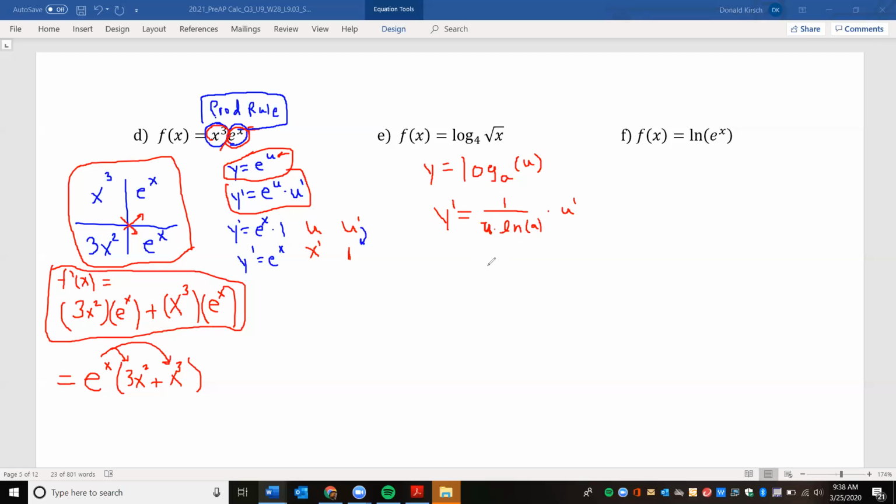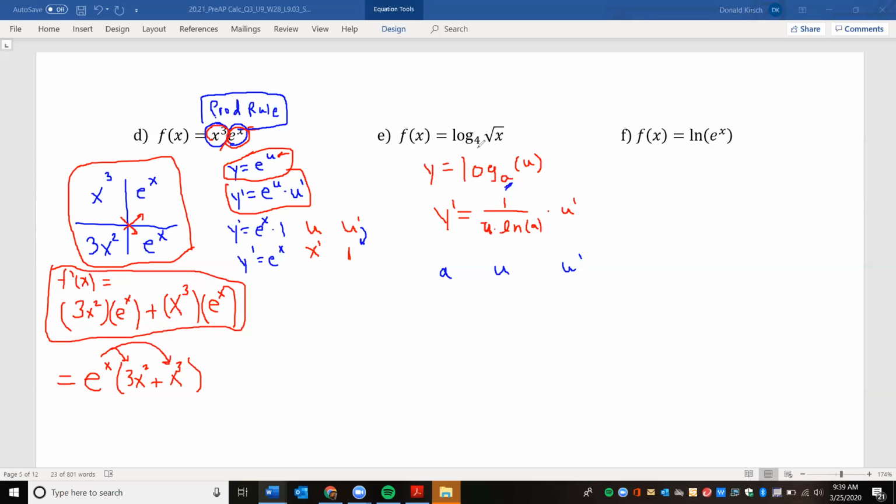Okay, so for this one, there's no product rule, no quotient rule, thank goodness. We just have to identify our a, our u, and our u prime. So since I'm running out of space, I'm going to do this off to the side or down below. You have to identify our a, our u, and our u prime. Okay, our a value is the base.